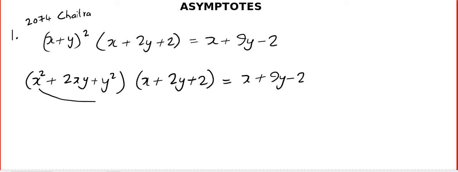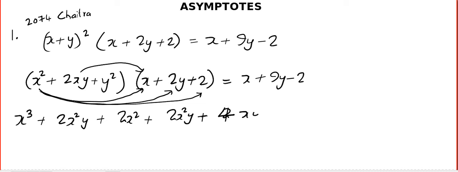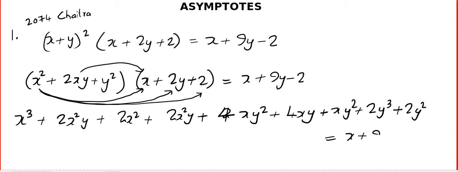Okay, now we have to distribute x square. So we'll get three terms. So we're going to get x cube plus 2x square y plus 2x square plus 2x square y, because I'm distributing the second term, and plus 2 into 2, that will be 4xy square plus 4xy. Now I will distribute the last one, that is xy square plus 2y cube plus 2y square is equal to x plus 9y minus 2.